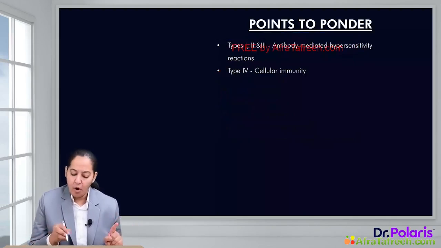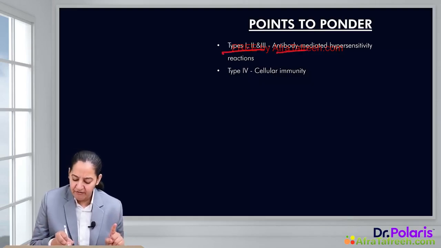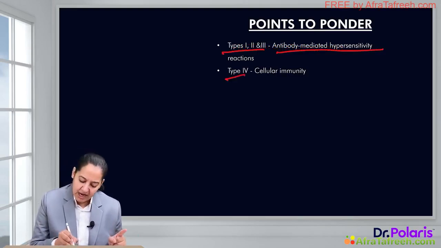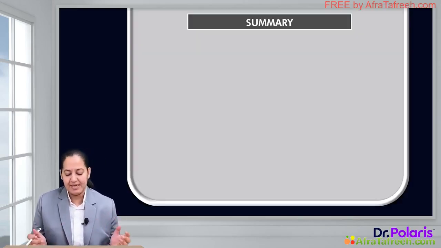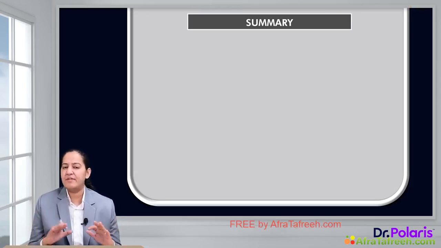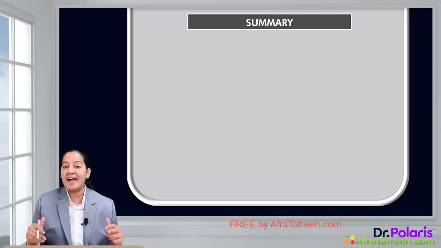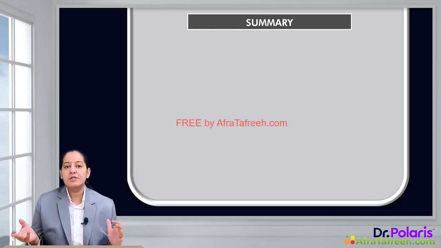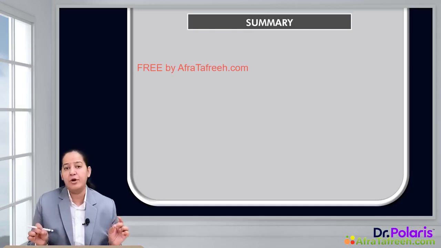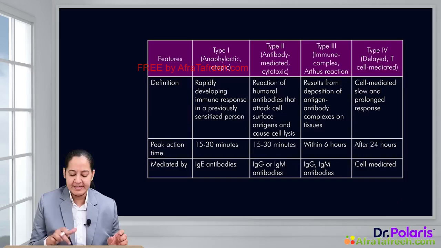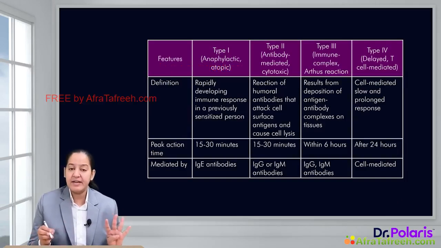So we have learned all 4 types of hypersensitivity. We have learned that types 1, 2, 3 are examples of antibody mediated hypersensitivity, and type 4 is an example of cell mediated hypersensitivity. So what is the summary of this session? What we have learned in this session? In this session, we have learned everything about hypersensitivity. What is hypersensitivity? Hypersensitivity is the exaggerated immune response. So when the immune response becomes exaggerated, it destroys host tissue. It causes injury to the host tissue. It is harmful for the host tissue, and that is known as hypersensitivity. We have learned that hypersensitivity is of 4 types.